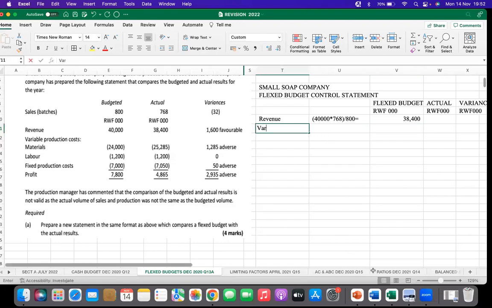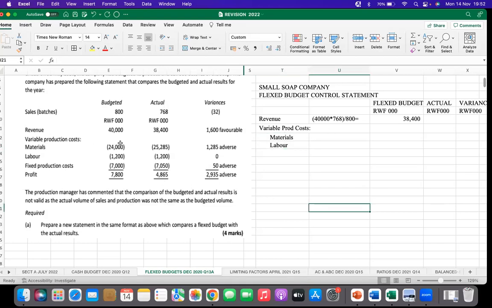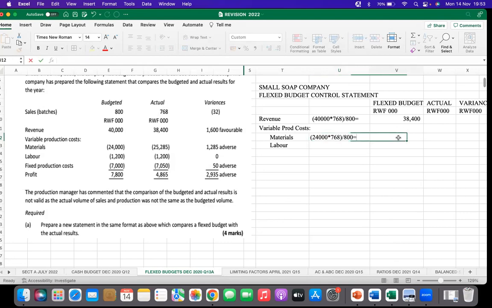Next, we go to variable production costs. We have materials as the first variable and labor as the second variable. For materials, we do the same. Materials was 24,000, based on 800 units, so we adjust it to reflect 768. It will be 24,000 times 768 divided by 800.